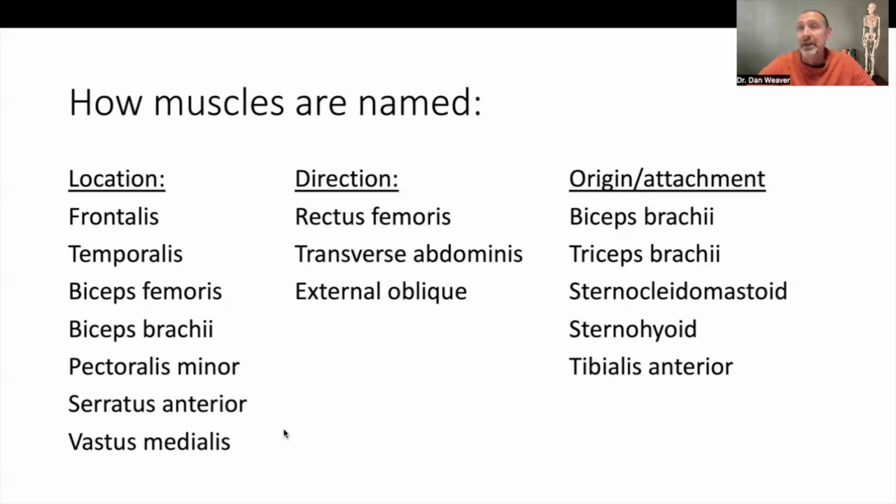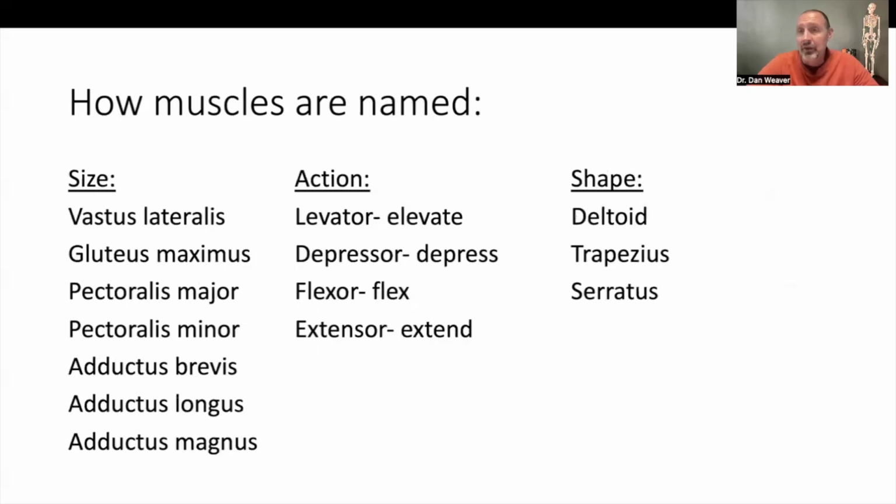Sometimes it has to do with the number of attachments, like biceps brachii means 2, triceps brachii means 3. Sternocleidomastoid means it's connected at the sternum and the mastoid process. Sternohyoid means it's connected from the sternum to the hyoid bone. Let's look at a few other ways that muscles can be named.